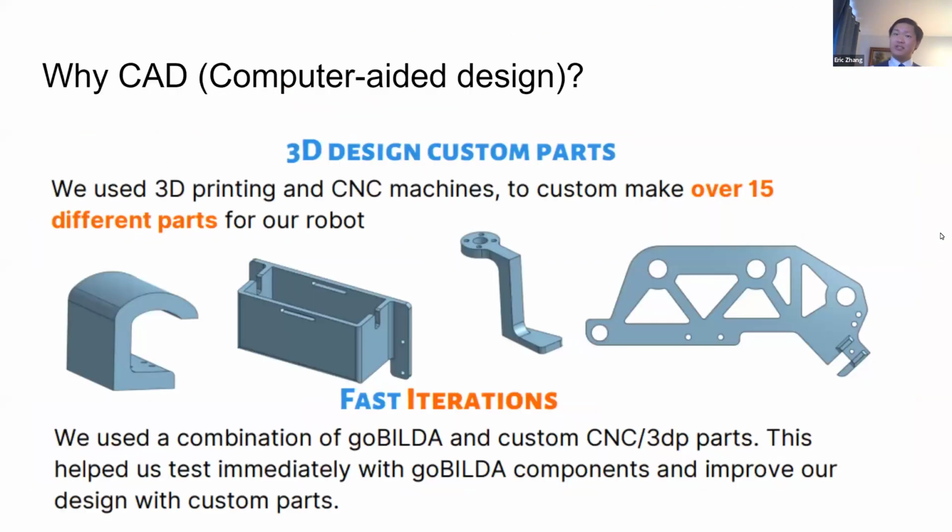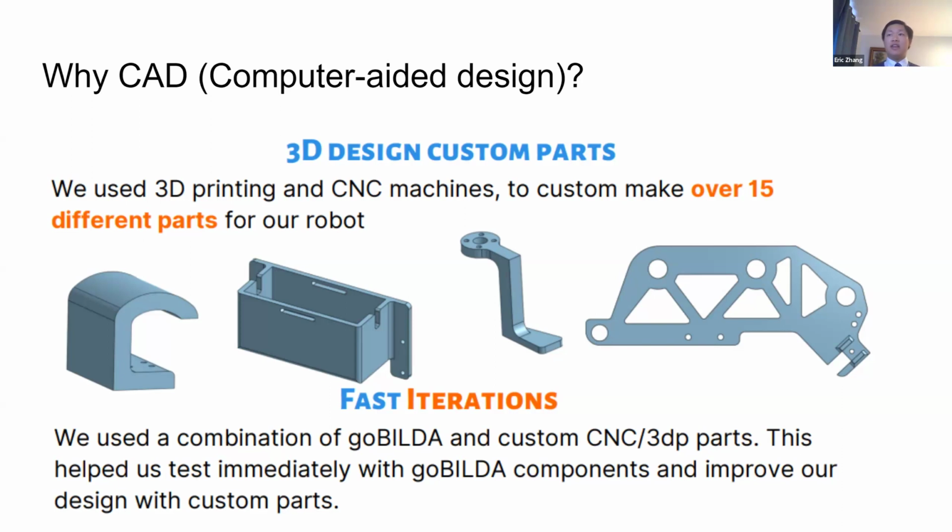So, why should you learn CAD? Well, we use CAD for 3D printing and for CNCing machines, which is kind of like 3D printing, but it's a machine that cuts metal, basically. So it's like 3D printing, but with metal instead of plastic. And we currently use this to make over 15 different parts for a robot.